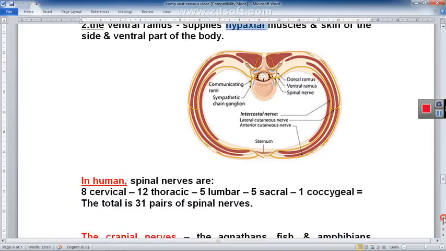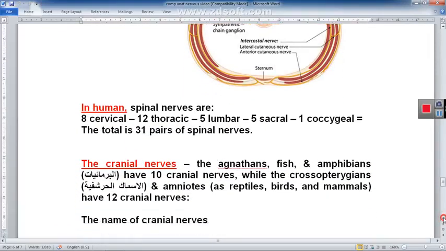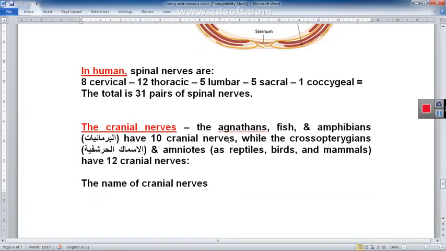Spinal nerve numbers in human are the following. You have 8 cervical spinal nerves, of course 8 pairs because they are on the right and left side, 12 thoracic, 5 lumbar, 5 sacral, 1 coccygeal. So the total number of spinal nerves in a human is 31 pairs.